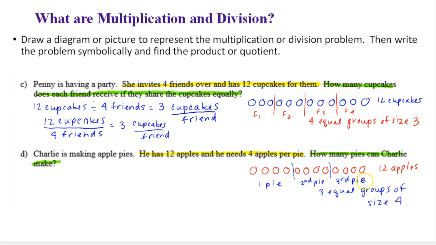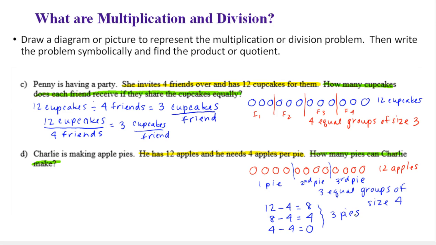Okay. And another way we can think of this, we looked at multiplication as repeated addition, we could think I start with my 12 apples. The first pie is 4 apples. I now have 8 left. I subtract another 4 and I have 4 left. And then I subtract another 4 and I have 0 apples left. And this gives me 3 pies.